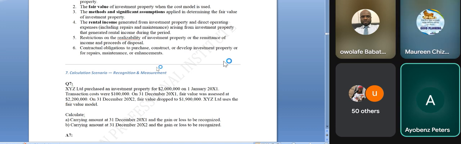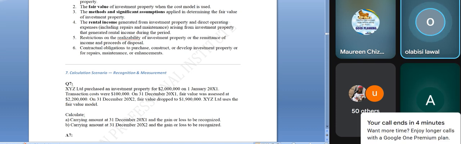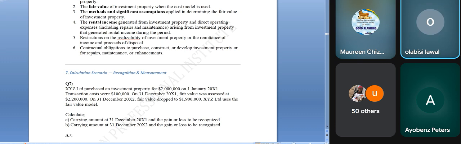Okay, thank you. Any other person want to try? I just want to add what he didn't add because of time. The 300,000 loss: 100,000 will be charged to revaluation surplus because the asset had previously been revalued upward, and the remaining 200,000 will be charged to P&L.